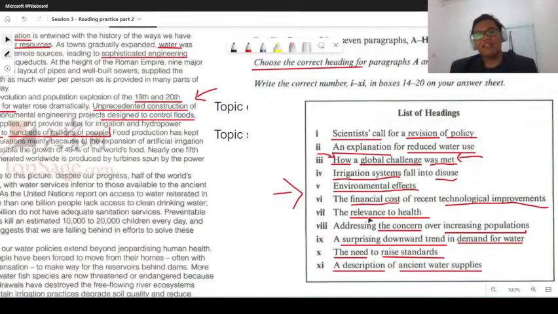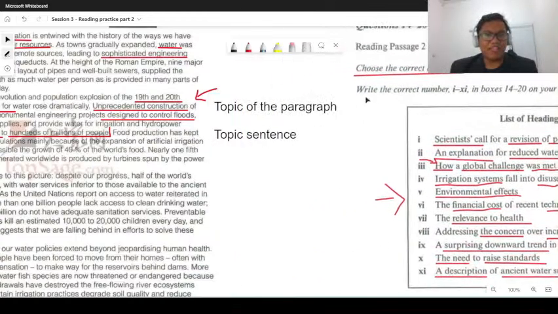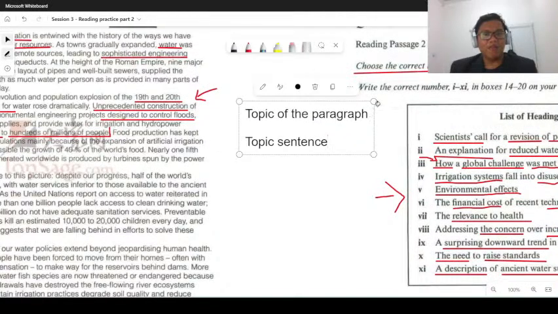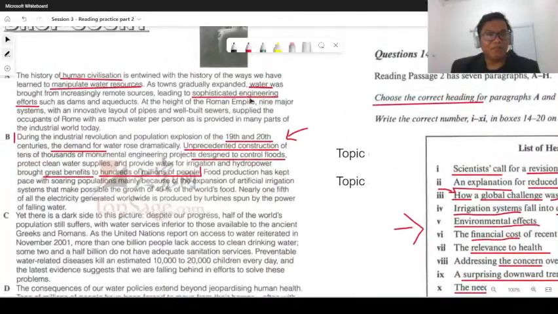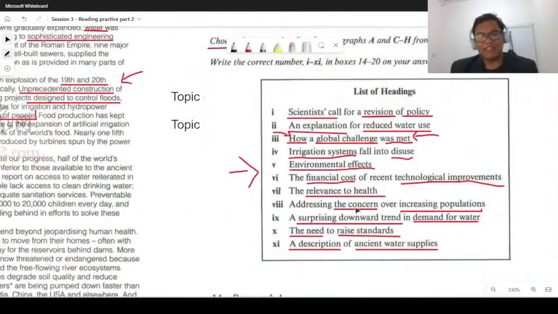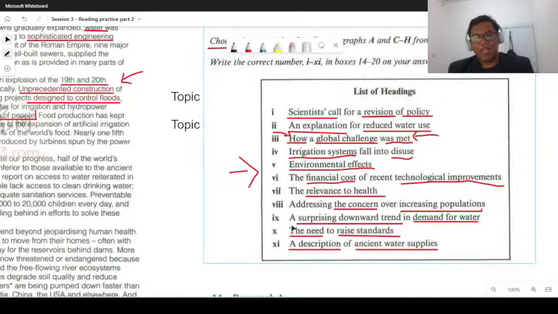Let's move on to the seventh, the relevance to health. Nothing to do with health, 100%. Next one, addressing the concern over increasing populations. Now, did we see any word that pertains to an increasing population? Let's take a look. Nope, we see increasingly remote resources, not population. So that is nil. So that's zilch. And then the next one, a surprising downward trend in demand for water. Again, no downward trend. It's just engineering, technology, water use.